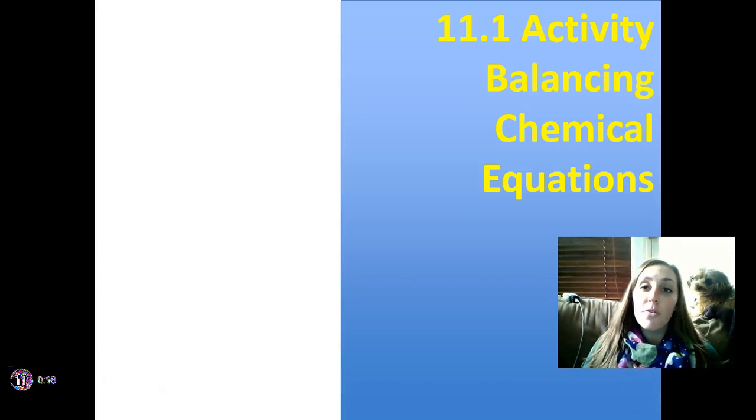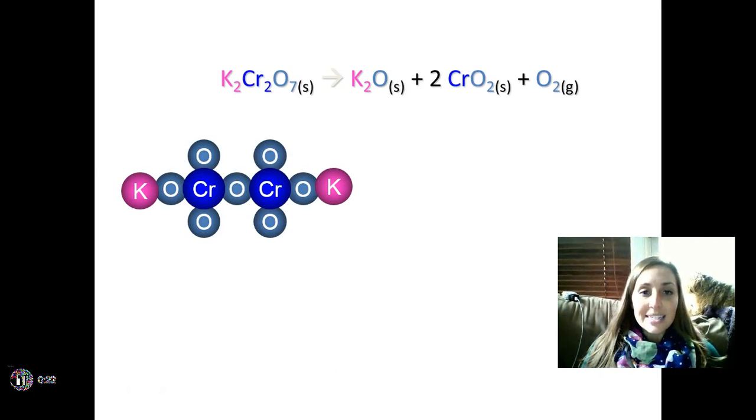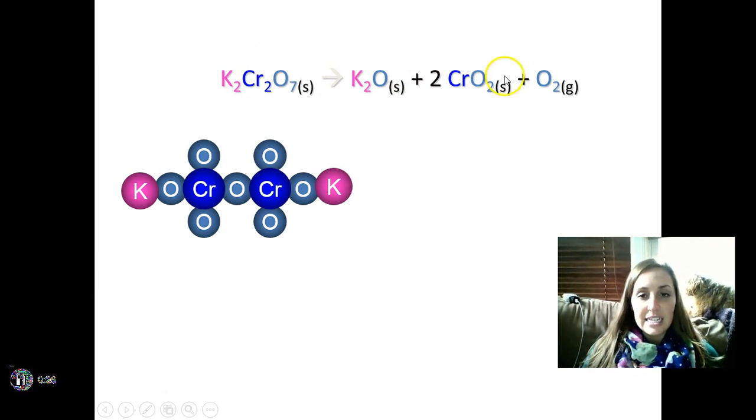Hey guys, today I'm going to go over how to do the 11.1 activity, balancing chemical equations. So the first thing I want to show you is a fully balanced chemical equation, and this here is the chemical equation. This is potassium dichromate, and this breaks down to form potassium oxide, chromium 4 oxide, and oxygen.